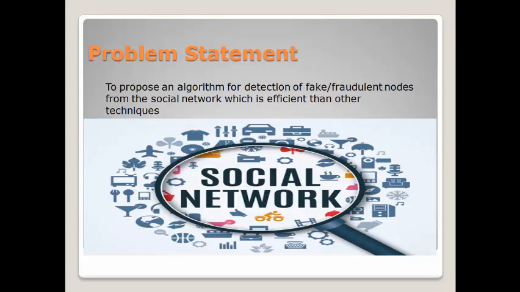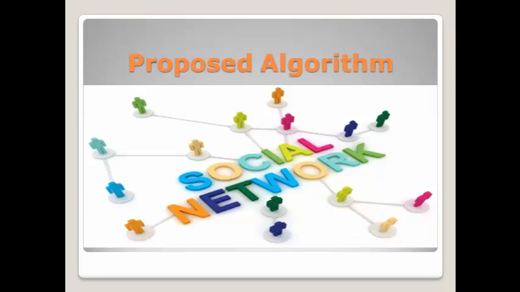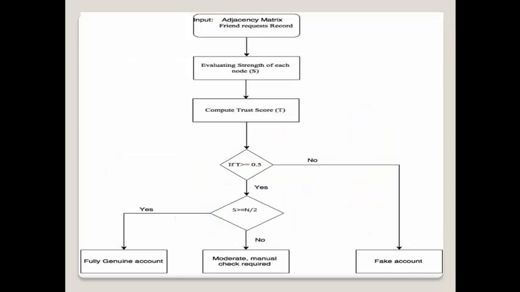To stop all these things, we have to find a solution so that the attacker can be detected as early as possible. We have given a solution for this. We will take an adjacency matrix which has the record of the nodes present in the network and a log record of friend requests sent by every node. Then we evaluate the strength of the node and compute the trust.